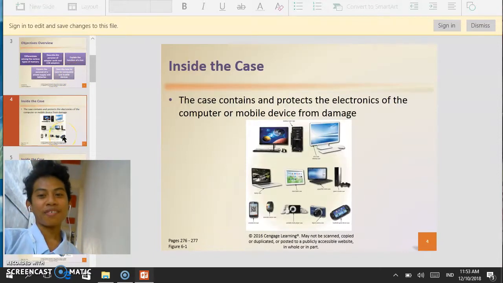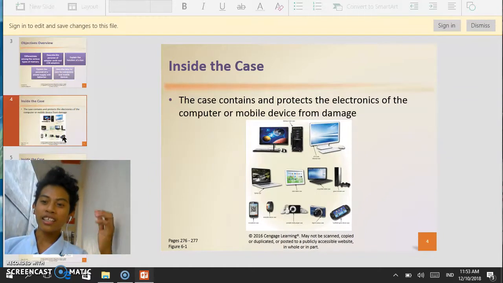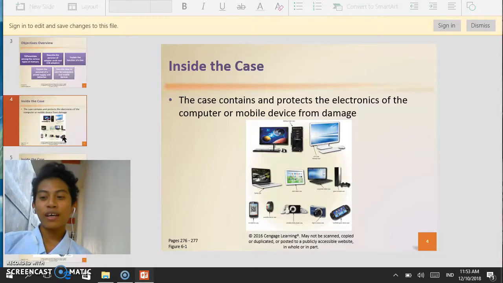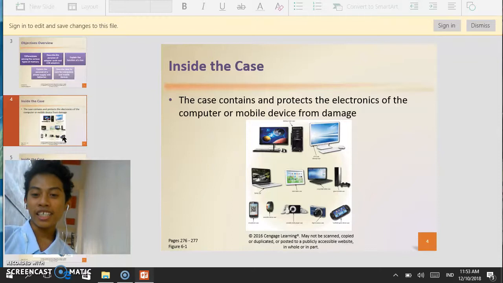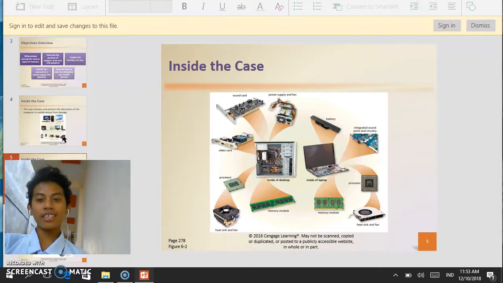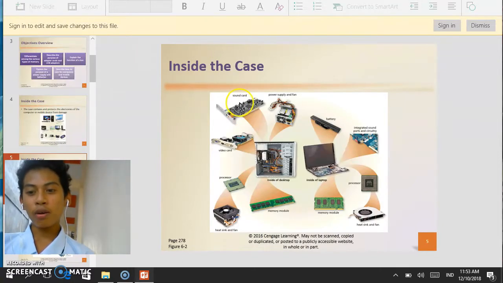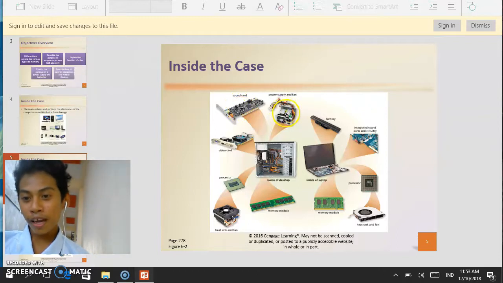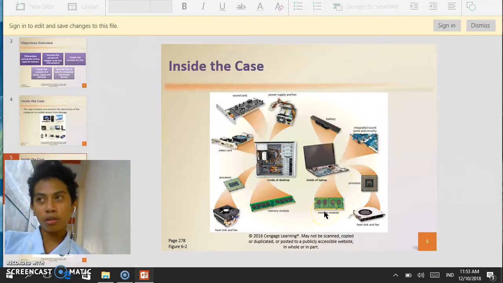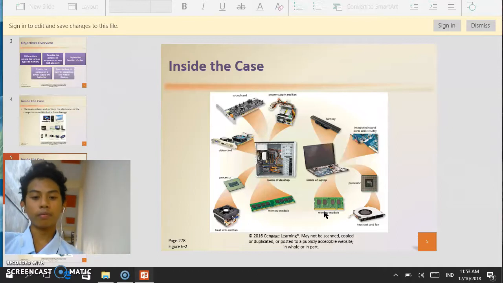The case. The case contains and protects the electronics of the computer or mobile device from damage. Yung case, also known as the chassis. Ito po yung outside part ng system unit na pinoprotektahan ang mga components ng computer. Inside the case, meron tayong sound card, power supply and fan, video card, the CPU or the processor, the memory module, and so on and so forth.